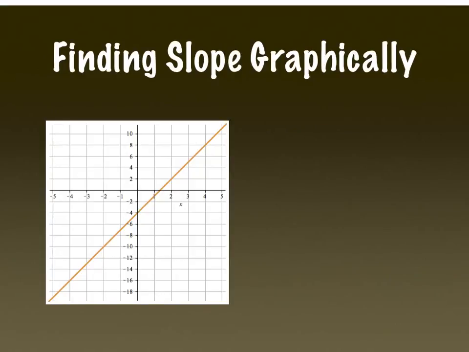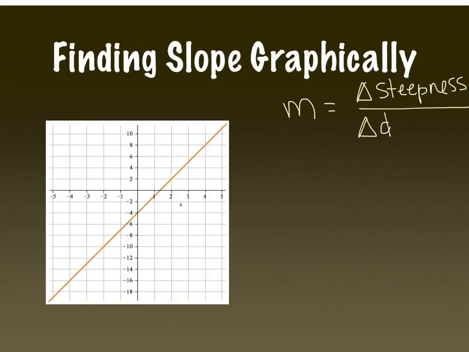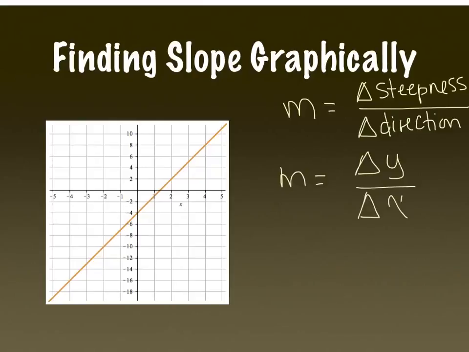Okay, we're going to look at finding the slope graphically, numerically, and symbolically. So let's start off graphically. Our slope, remember, is the change in steepness and the change in direction. Slope is usually delineated with a letter m, and that's the change in steepness over the change in direction. My steepness is represented by my y values, and the direction is represented with the x values.